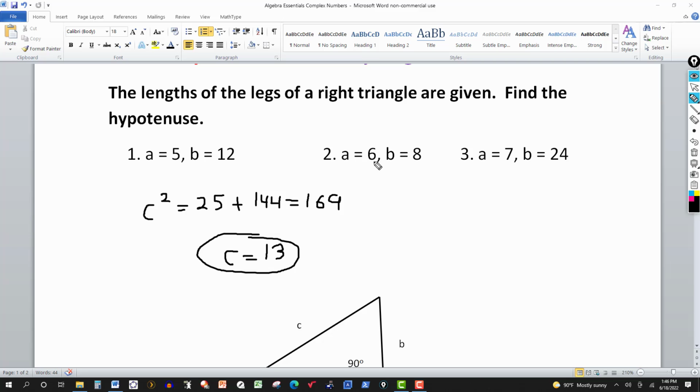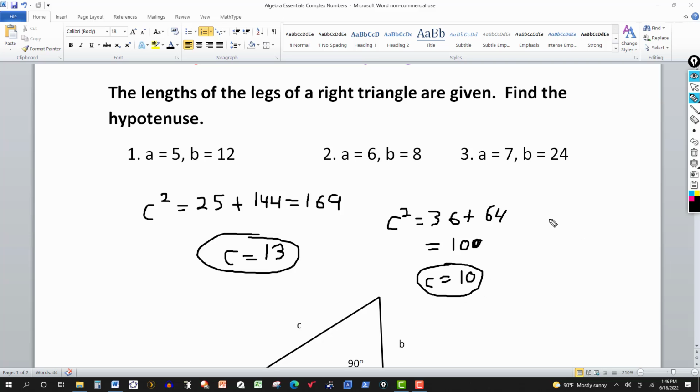For the next one, the two sides, or the legs, are given to be 6 and 8, so we know that C squared, the square of the hypotenuse, is always the sum of the squares of the other two sides, or the square of the legs. 6 squared is 36, 8 squared is 64. 36 plus 64 is 100. And the square root of that will give you C, which is 10 units. So the hypotenuse here is equal to 10.